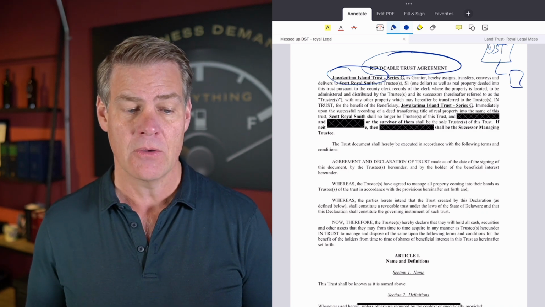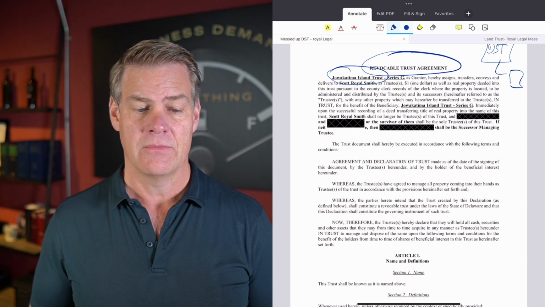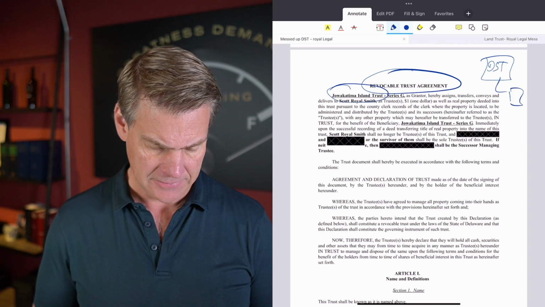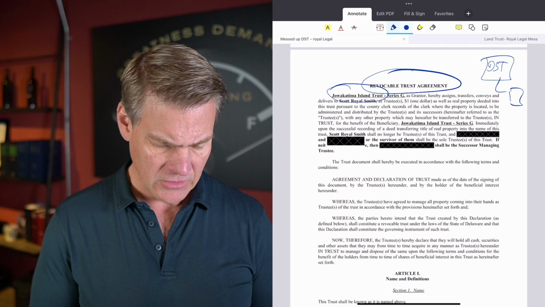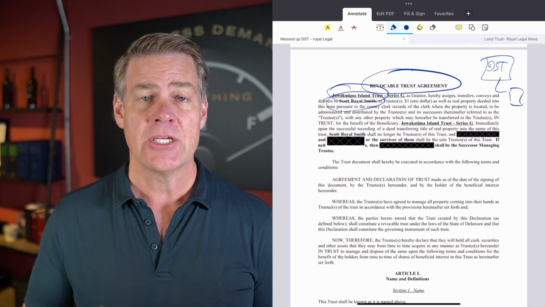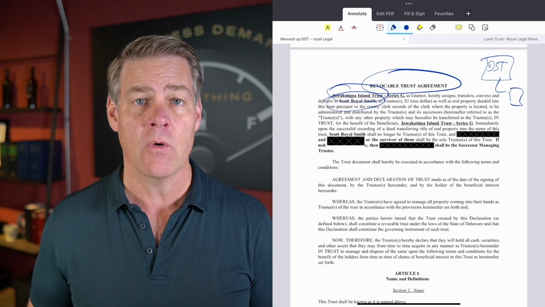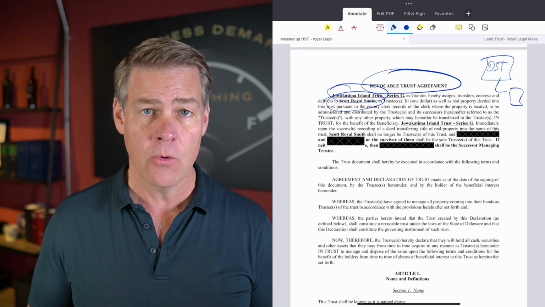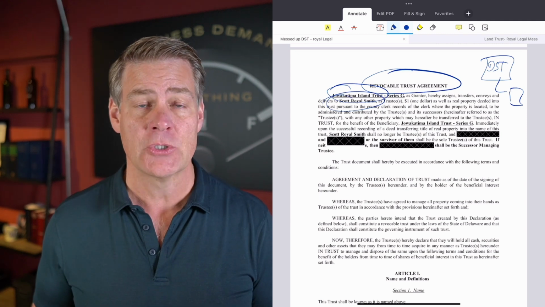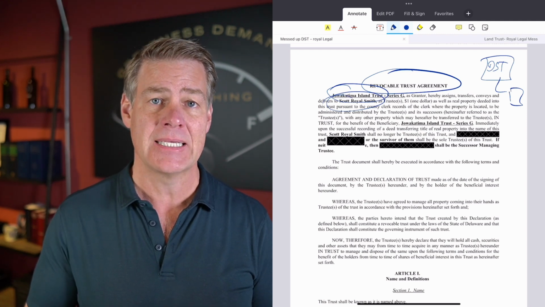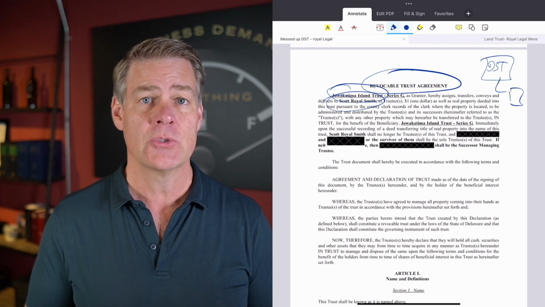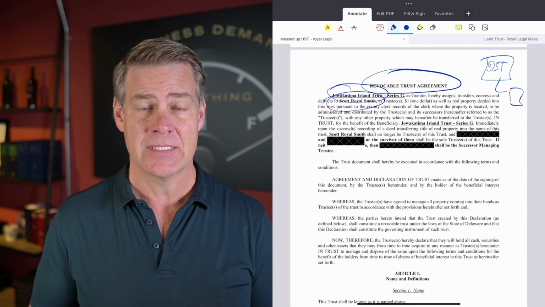Now, another problem that you have with this type of trust when you set it up is who you choose as your trustee. This individual right up here was listed as a trustee. Now, if you're setting up a trust in Delaware and you want it to qualify, you have to have a Delaware trustee. The Delaware trustee can be an individual, but they have to have a place of business in Delaware. Now, in this trust, this individual does not have a place of business in Delaware.